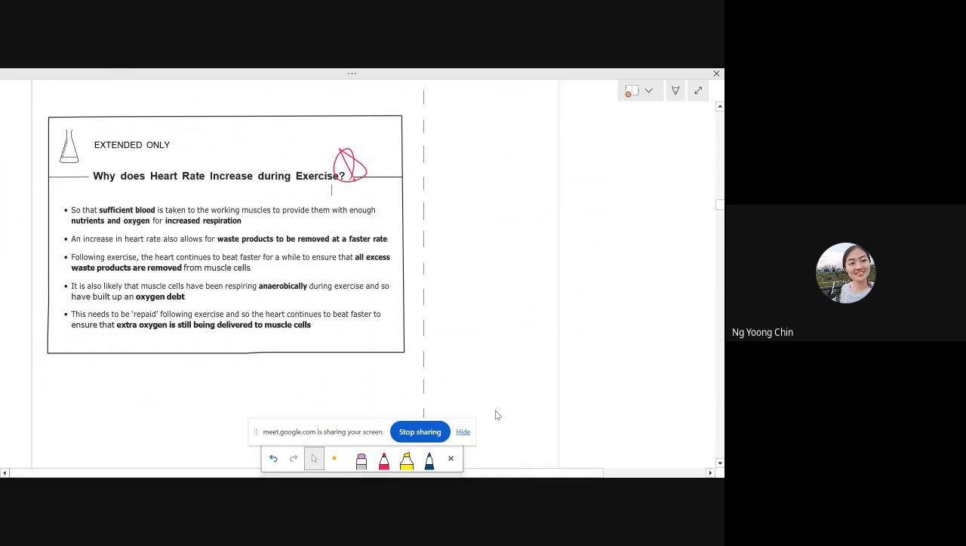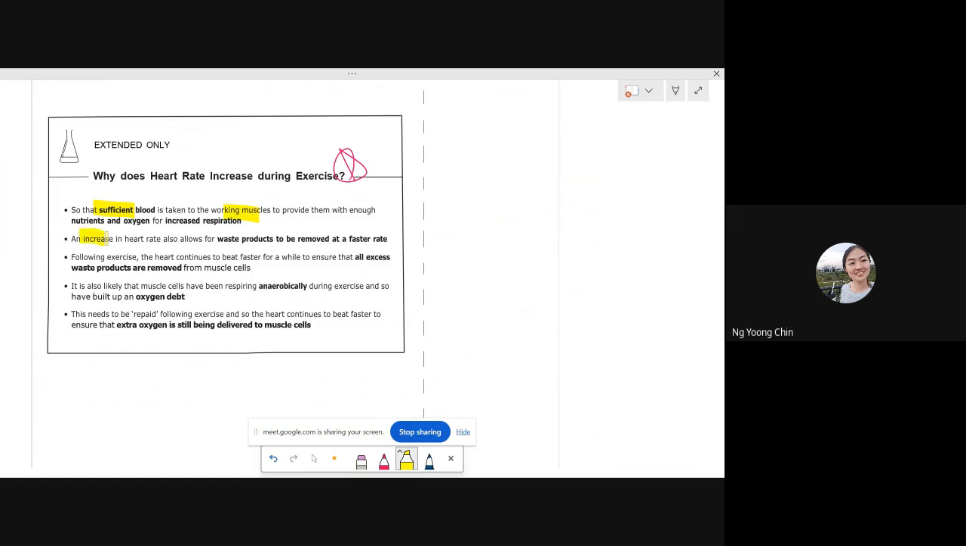So what happened during exercise? During exercise, you're actually increasing your muscle contraction, right? Because you need to do what? You need jogging, running. So your body needs to ensure that sufficient blood is always being supplied to the muscle. Okay, so that's why they need to get enough energy for the muscle to continue to work, to do their contraction and relaxation. So that's why you need to do cellular respiration.